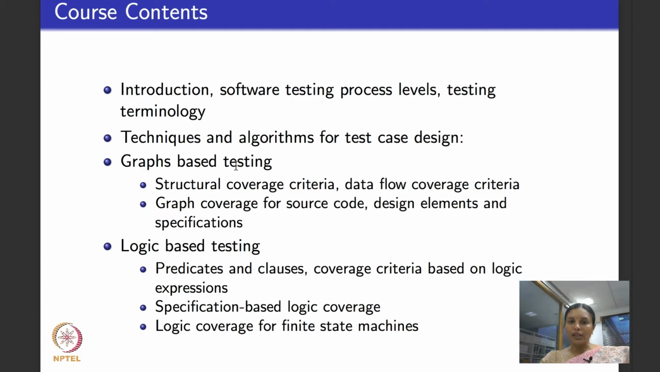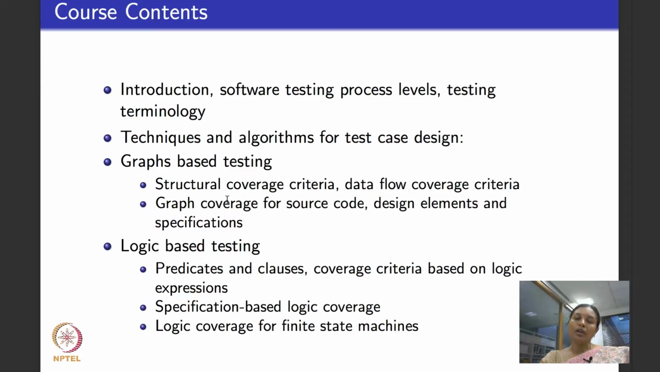We did graph-based testing. We did 2 kinds of coverage criteria purely based on graphs, structural coverage criteria and data flow coverage criteria. Along with this, I gave you a good amount of basic graph traversal algorithms: depth first search, breadth first search, strongly connected components, topological sort, and so on. And then we took graphs for source code, and I told you how to draw control flow graphs for various design entities. We took graphs for design elements, which were basically call graphs, sequencing constraints, and so on. We took graphs for specifications and then saw how to apply these coverage criteria on these graphs.